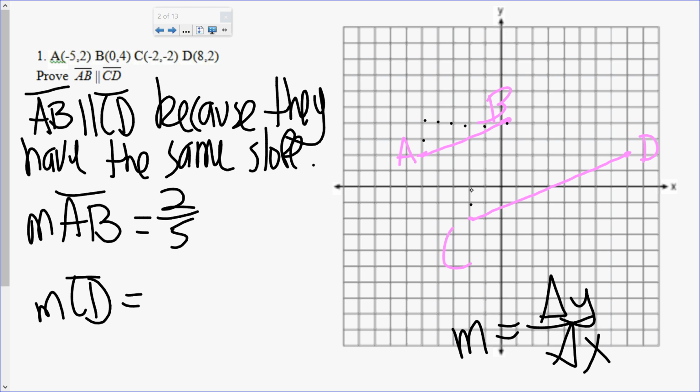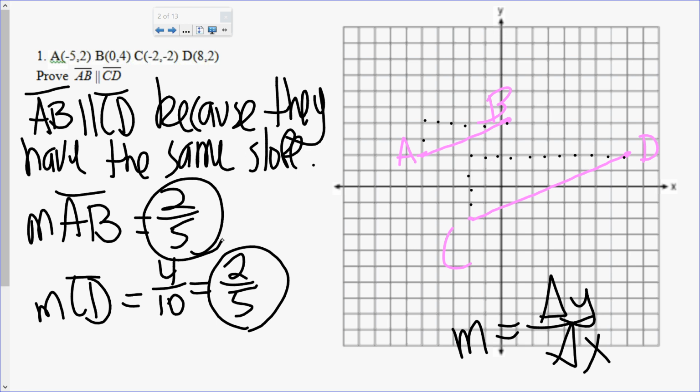CD: 1, 2, 3, 4 is delta y. 1, 2, 3, 4, 5, 6, 7, 8, 9, 10 is delta x. For slope, you always want to reduce the fraction. 4 over 10 reduces to 2 over 5. I show that they're the same. I'm done.